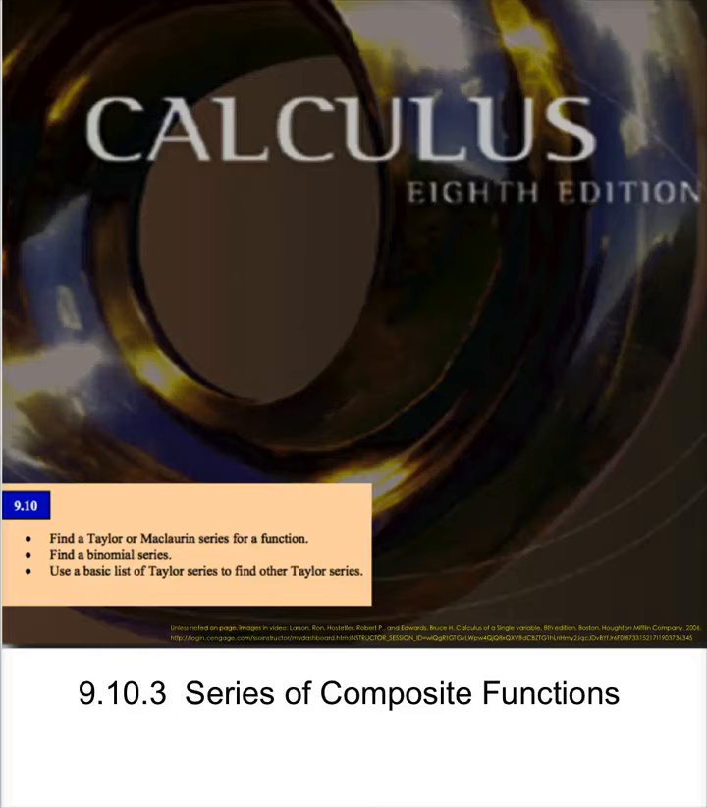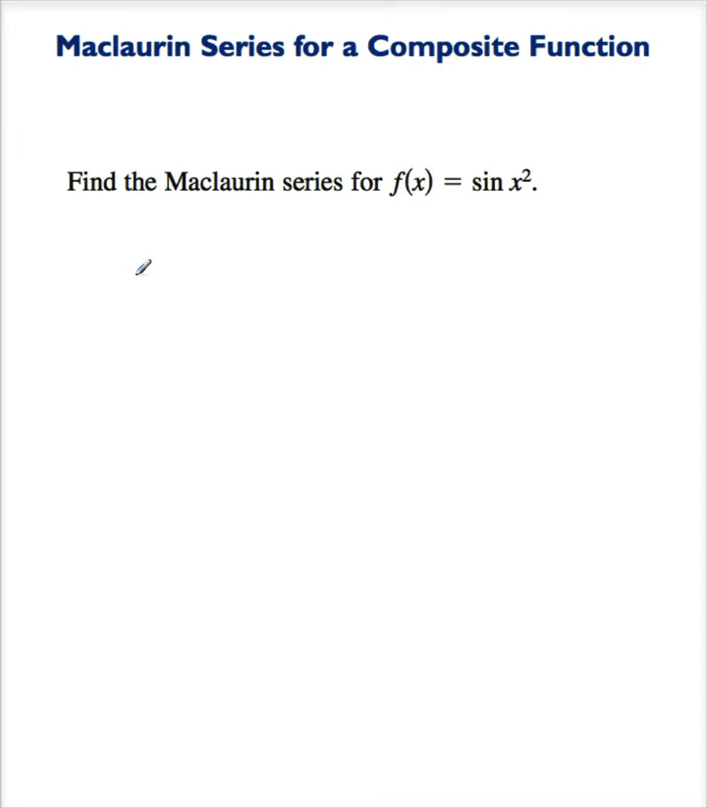Now, whenever you're given a composite function, there are two ways to do it. You can go straight ahead and plow your way through. So if I want the Maclaurin series for this function, I know f of x is sine x squared, f prime of x is equal to 2x cosine x squared. Okay, this is going to get pretty ugly pretty quick.